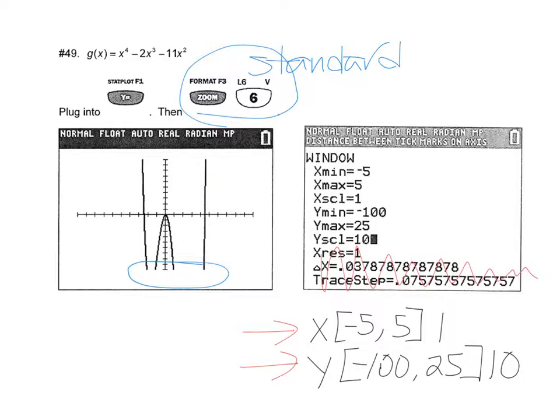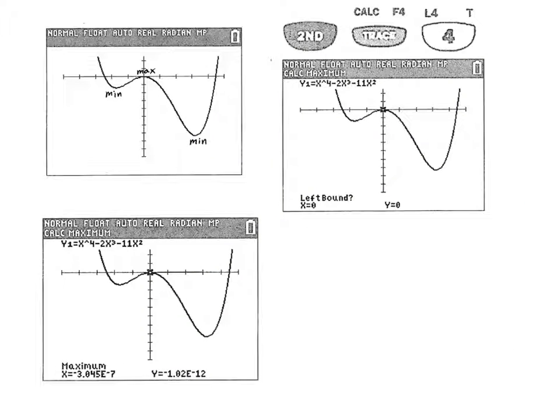Now when we push graph, now we can see everything. And we can see where the maximums and minimums are. If you have the iPhone app, all you have to do is touch the maximums and minimums, and if they turn red, you've touched the right spot and it will give you the maximums and minimums and you are done. If you do not have the iPhone app, if you have the real calculator or you have an Android, then you're going to have to go through the steps that I'm going to describe here.